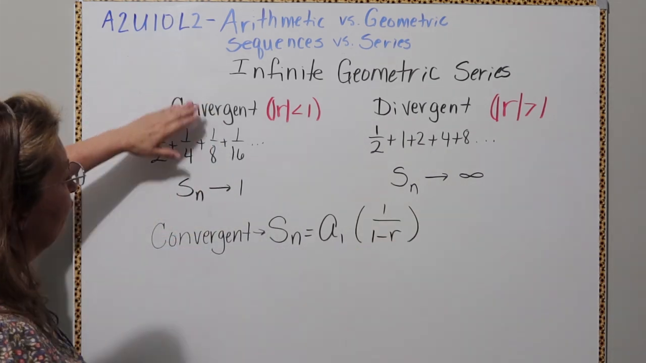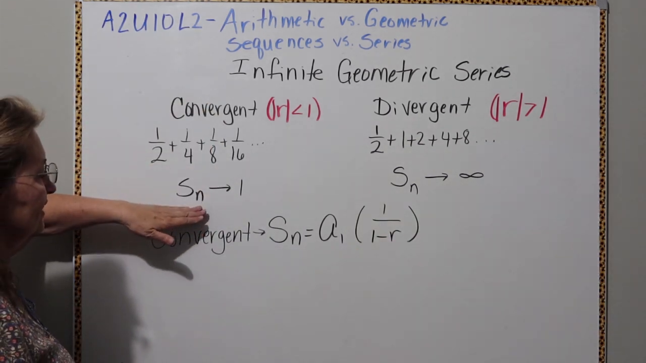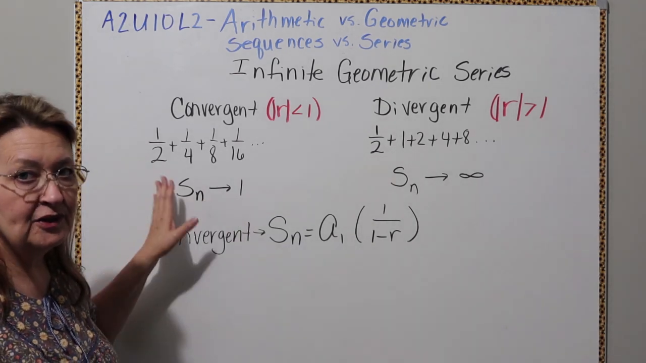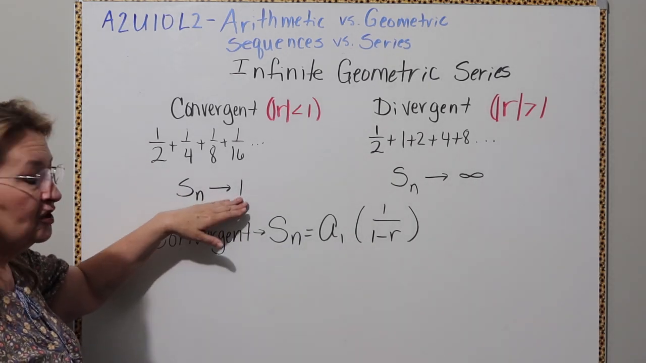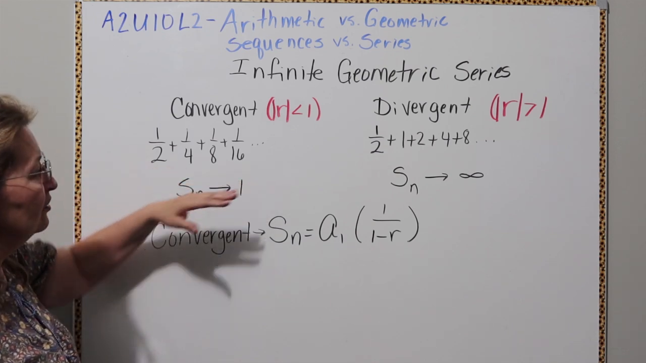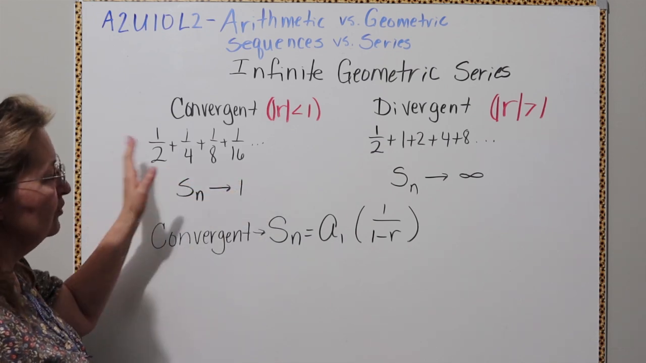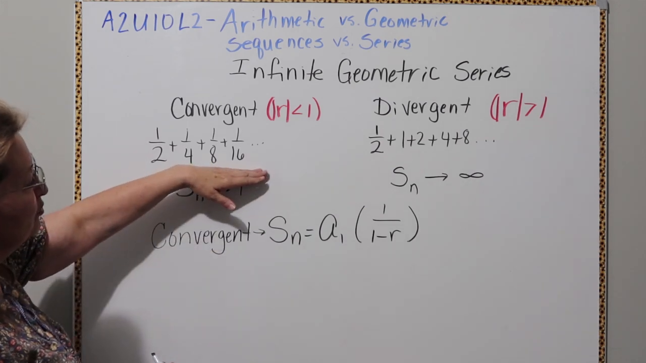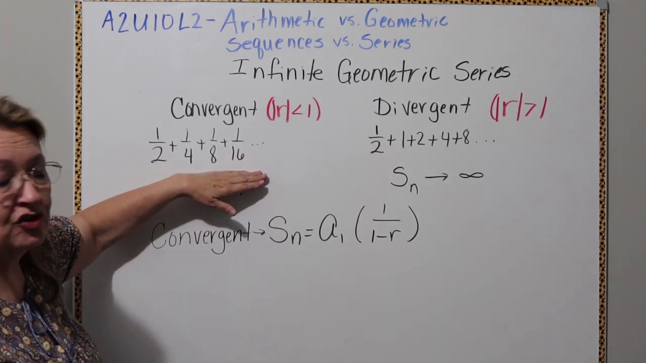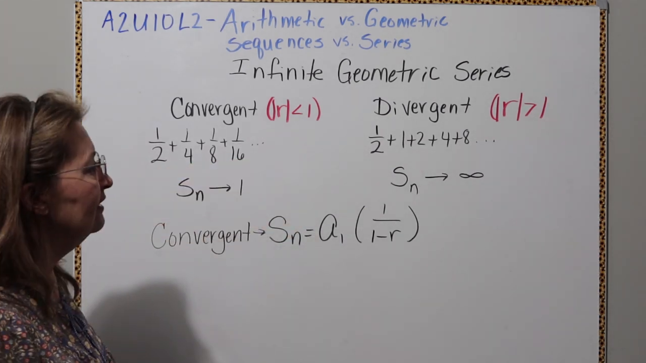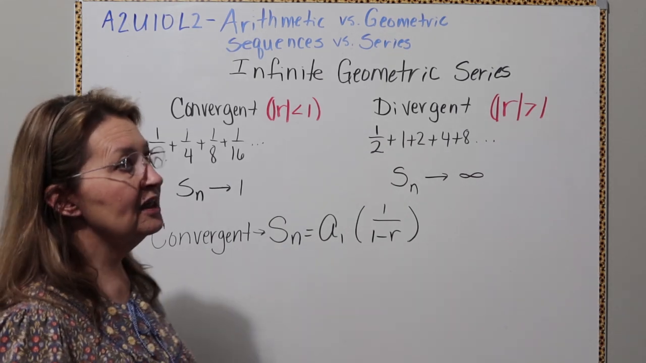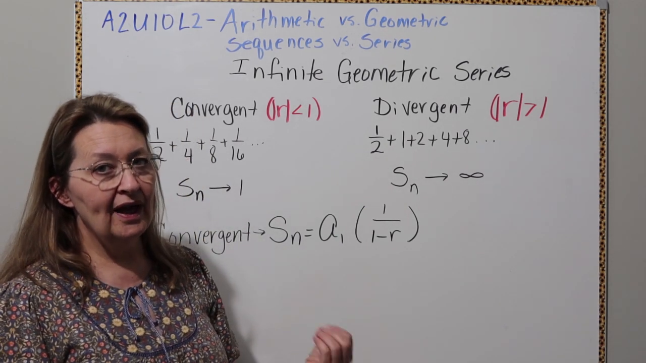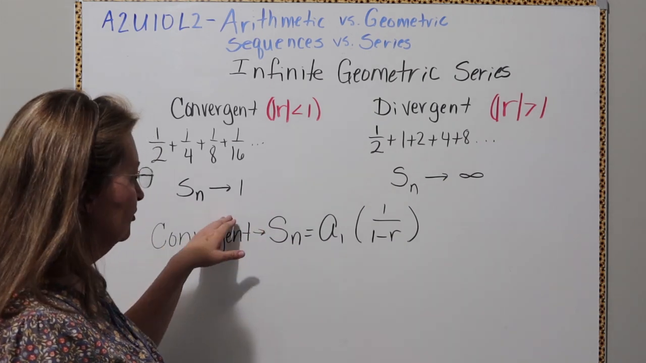Alright? Convergent, we put that as S of n approaches some number. Now this particular one happens to be 1. So this series, if we add it together, if you added these numbers and just kept adding, and the series progresses by 1/2, that's your r. If you kept adding those terms together, it's going to get closer and closer and closer to 1, but you're never quite going to get 1. So that's why we say it approaches.